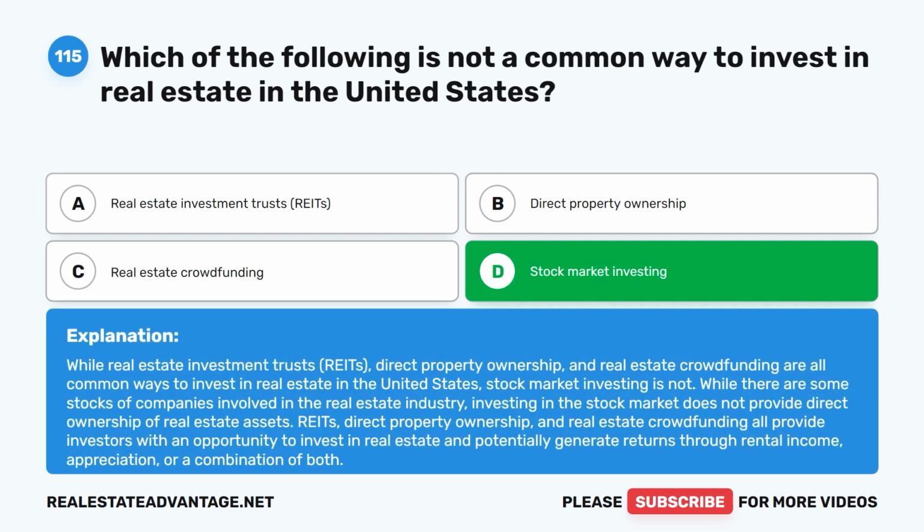While real estate investment trusts, REITs, direct property ownership, and real estate crowdfunding are all common ways to invest in real estate in the United States, stock market investing is not. While there are some stocks of companies involved in the real estate industry, investing in the stock market does not provide direct ownership of real estate assets. REITs, direct property ownership, and real estate crowdfunding all provide investors with an opportunity to invest in real estate and potentially generate returns through rental income, appreciation, or a combination of both.